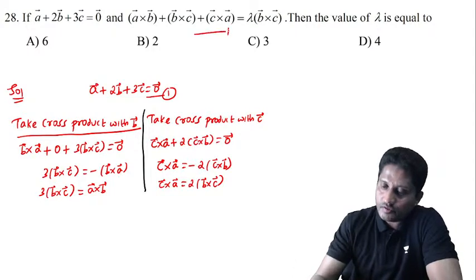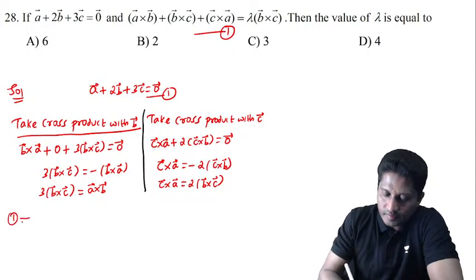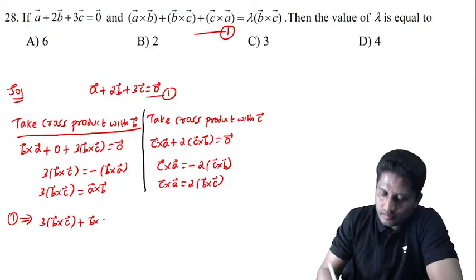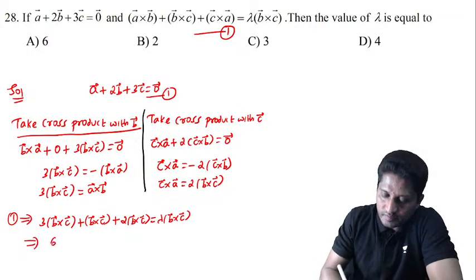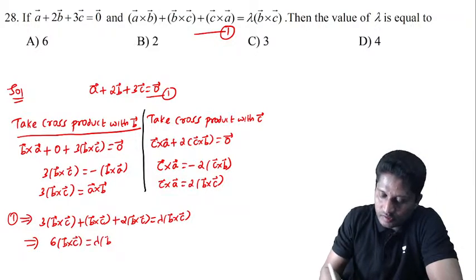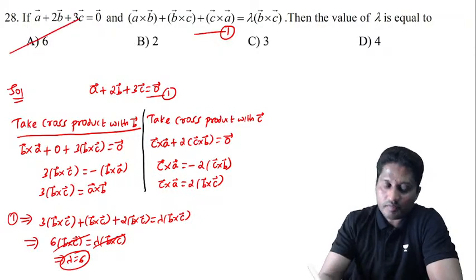If I substitute in equation 1, a cross b is equal to 3 times b cross c, plus this is b cross c, and then plus c cross a will be equal to 2 times b cross c, which is equal to lambda times b cross c. If I add this, you get 6 times b cross c is equal to lambda times b cross c. This will cancel. You will get lambda is equal to 6. Answer is option A only.